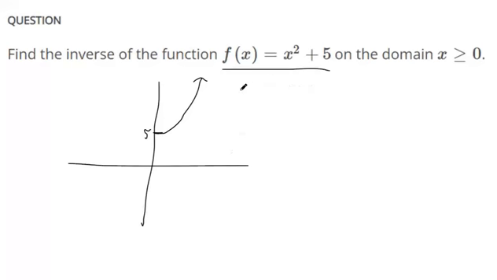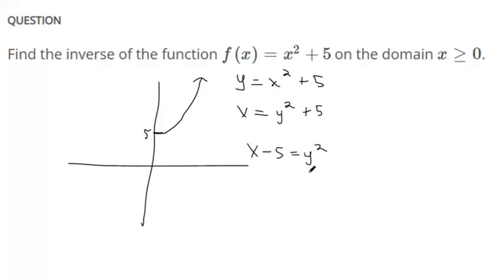To find its inverse, you can replace f of x with the letter y. That's usually easier for students. And then the first step in finding an inverse is to switch x and y. And then the second step is to solve for y. So if I subtract 5 from both sides, and then to get y by itself, I need to square root both sides.